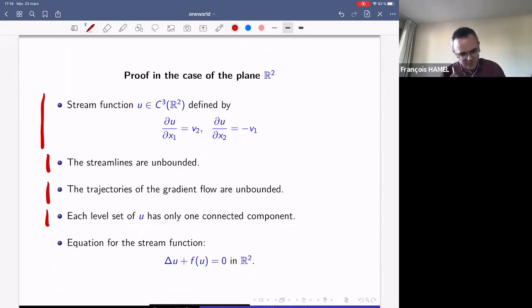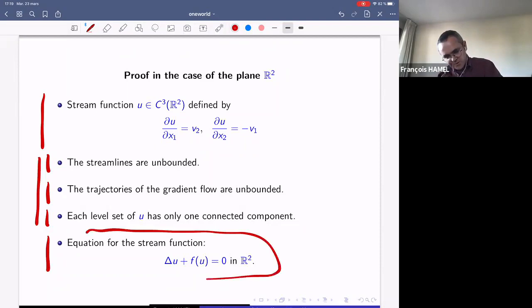And therefore, from these facts, we can write an equation for the stream function u. So there is a function f such that the function u satisfies this equation globally in the whole plane and not only locally. But now the problem is that we cannot apply a continuation argument as before because there is no obvious streamline. The flow is defined in the whole plane R2. There is no boundary.